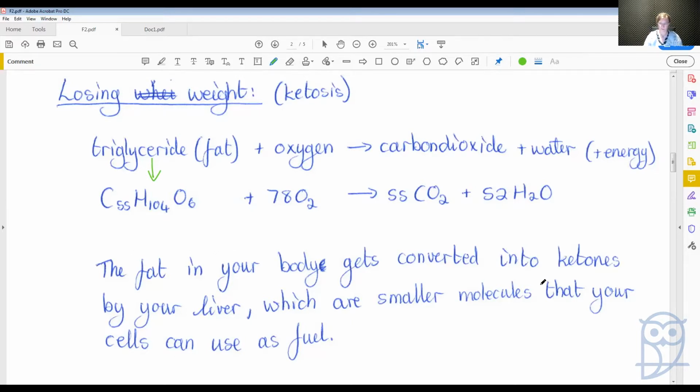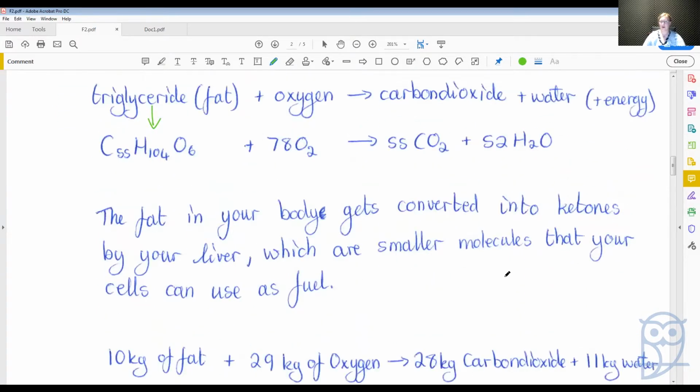So if you have excess glucose molecules in your system, they will combine them together in order to form triglyceride, the fat molecules that can then be stored in your fat cells for a very, very long time until it is needed. So it gets converted into ketones, which your cells can then use as fuel.